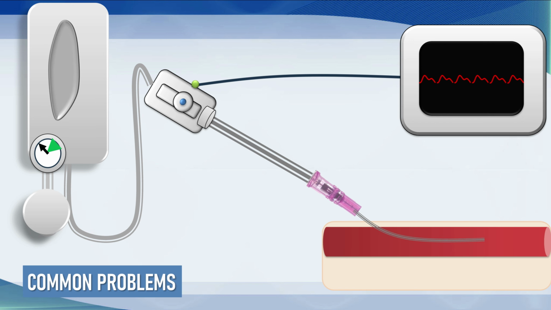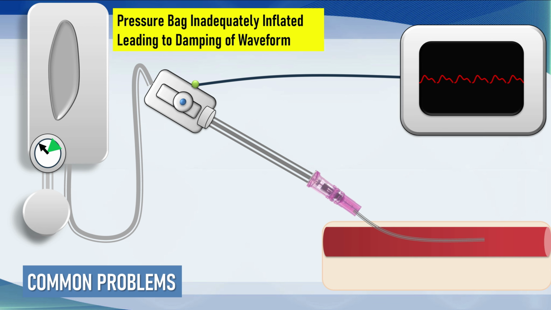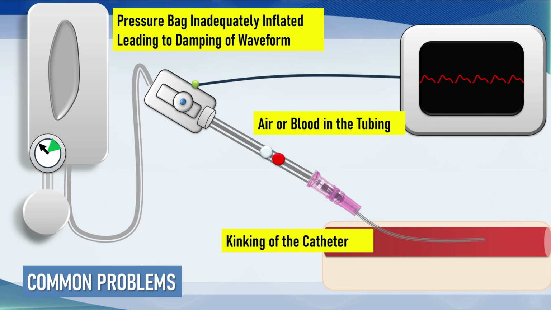There are a number of potential problems with this system. The first one is that the pressure bag is inadequately inflated, leading to damping of the waveform. There may be kinking of the catheter, there may be air or blood in the tubing, or clotted blood in the catheter. In any of these situations, the systolic and diastolic blood pressure may be misrepresented.